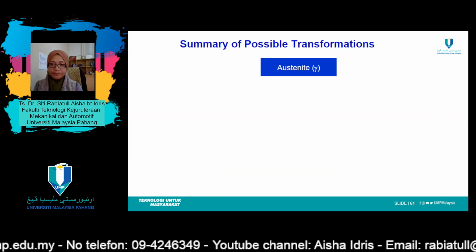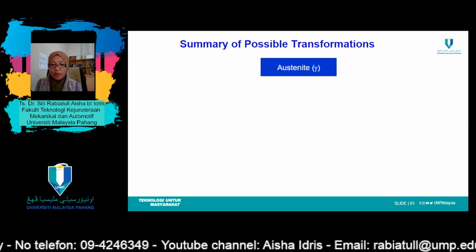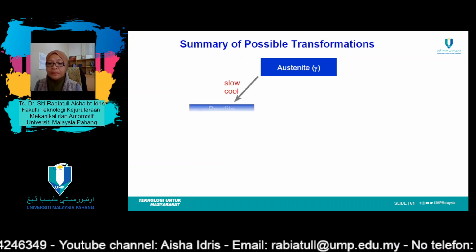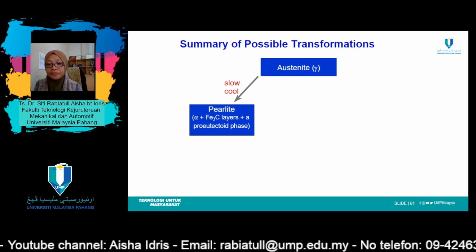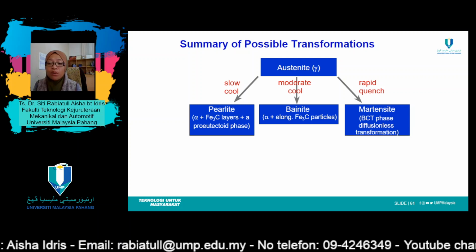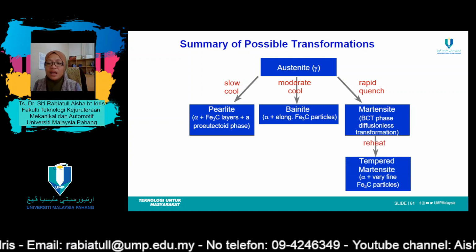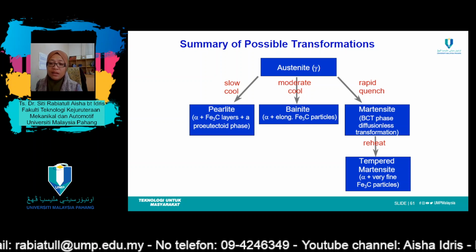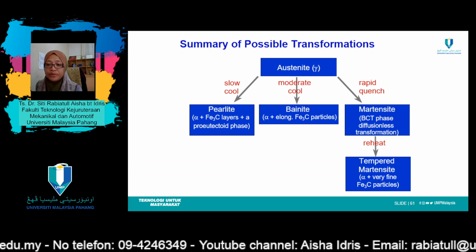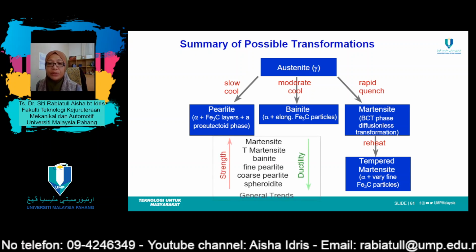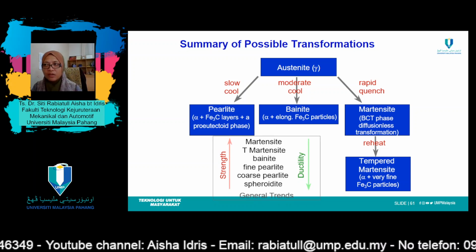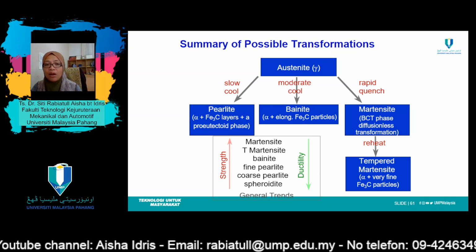So in summary, first of all, we need to heat the carbon steel to austenite temperature. Slow cooling will produce pearlite. Moderate cooling will produce bainite. Rapid cooling will produce martensite. And reheat the martensite, which is called the tempering process, which will produce tempered martensite. And in general, the higher the strength of the microstructure of that specimen, the more the ductility of that specimen will decrease.